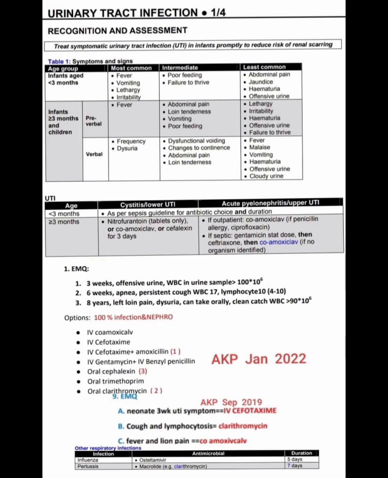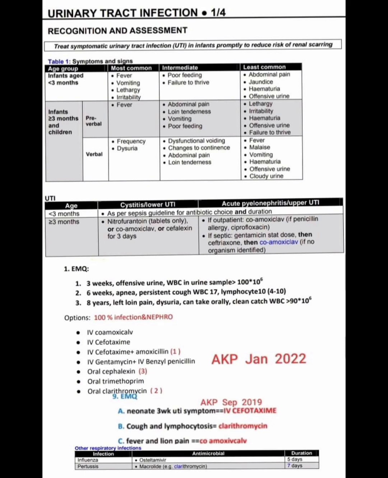And the last one is 8 years, left loin pain, dysuria, can take orally, clean catch WBC more than 90 per 10^6. So all features support the diagnosis of UTI, and at 8 years of age we give the treatment, the third one, oral cefalexin. For more than 3 months we give nitrofurantoin or coamoxiclav or cefalexin.